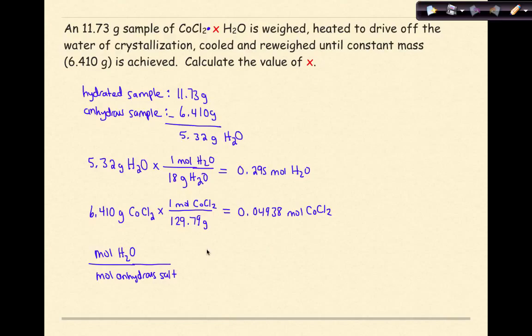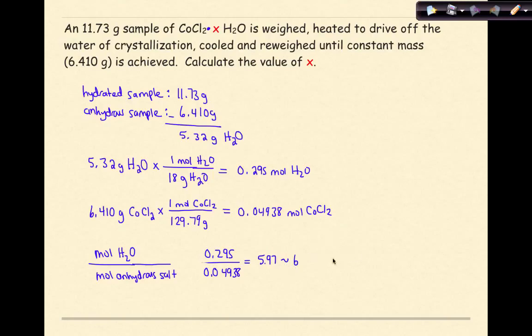So I'm going to have 0.295 divided by 0.04938. And if I do this, I get 5.97, which I can basically round to 6. So that 6 represents my red X in the top problem.